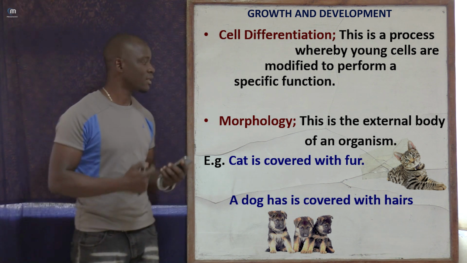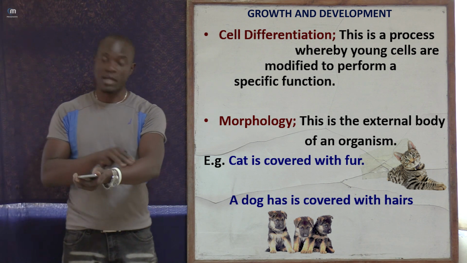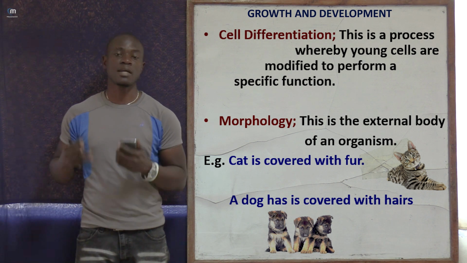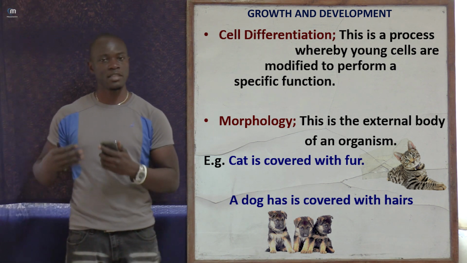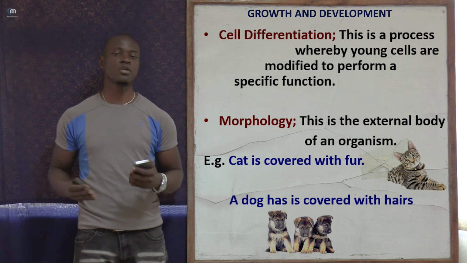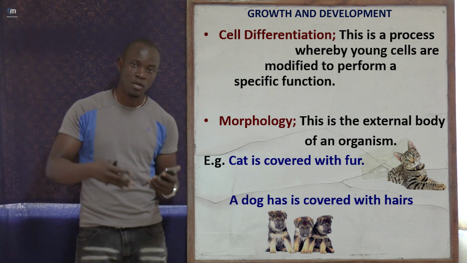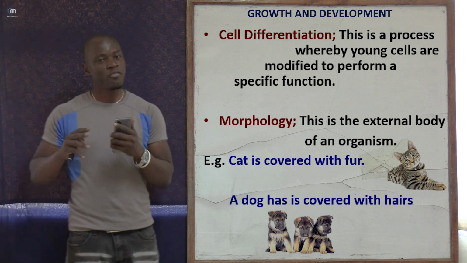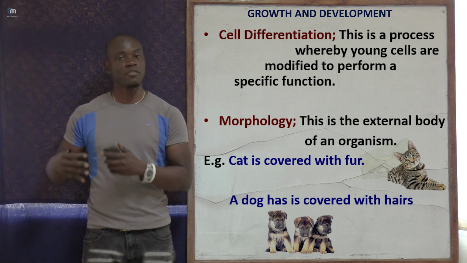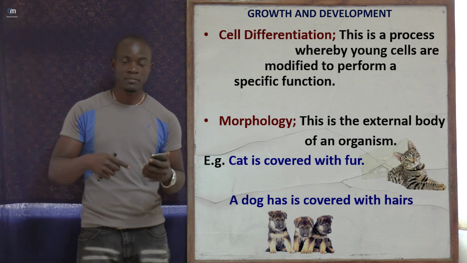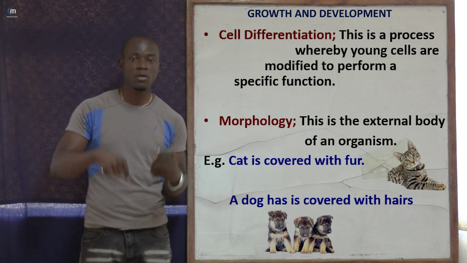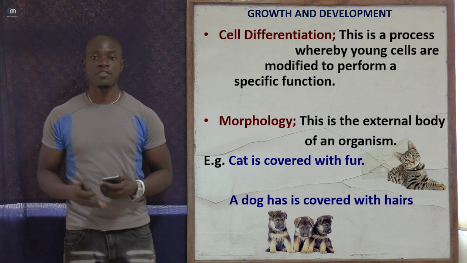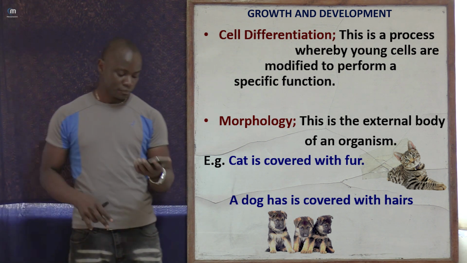If you talk about the skin of humans, we are covered with skin. If you talk about the hairs found on the dog, because dogs are covered with hair, that is morphology, because we are studying the external surface or structure of living organisms. So remember that. Morphology, kumbuka, is the study of the external structure of living organisms, while anatomy is the study of the internal structure of living organisms. Morphology is external, while anatomy is internal.